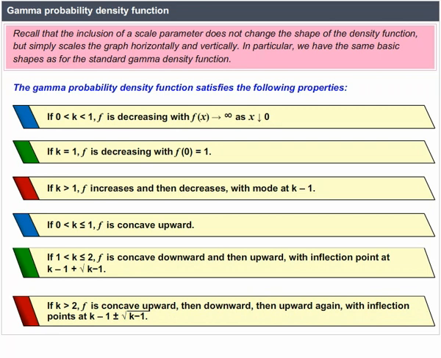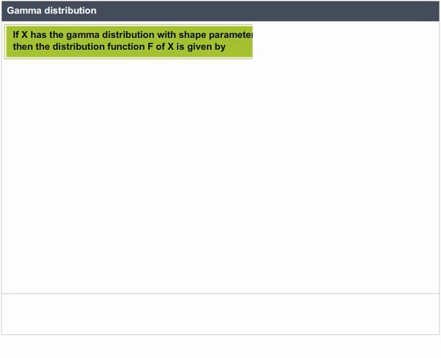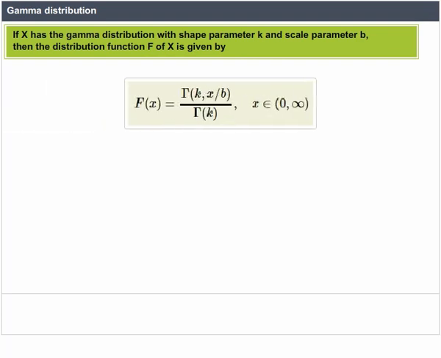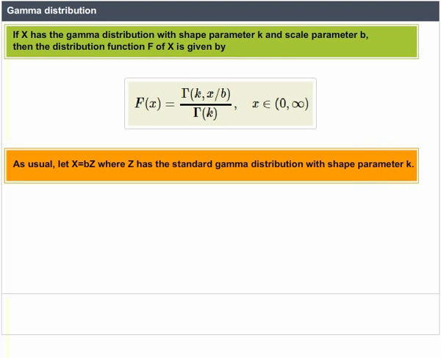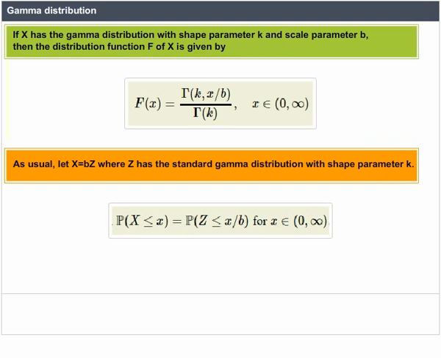Gamma distribution function. If X has the gamma distribution with shape parameter k and scale parameter b, then the distribution function F is given by F(x) = Γ(k, x/b)/Γ(k), where x ∈ (0, ∞). As usual, X = bZ, where Z has the standard gamma distribution with shape parameter k. Then P(X ≤ x) = P(Z ≤ x/b) for x ∈ (0, ∞). So the result follows from the distribution function of the standard gamma distribution given above.